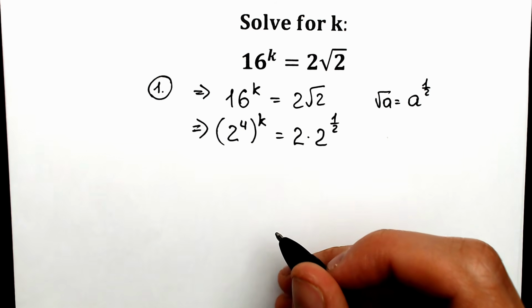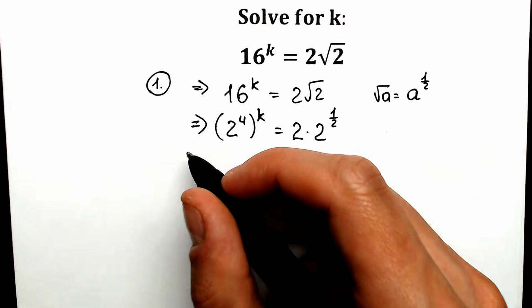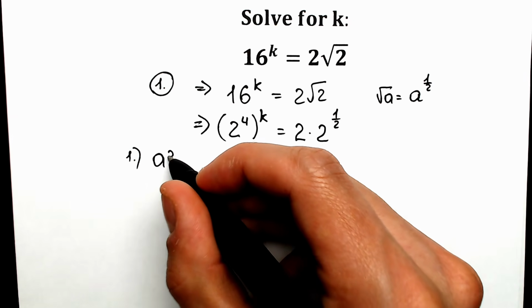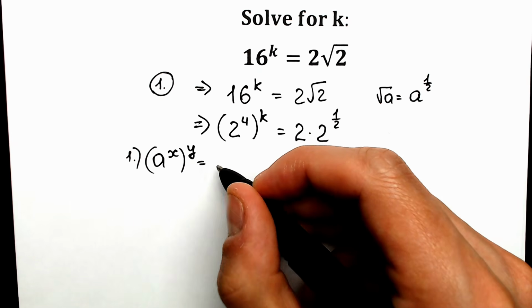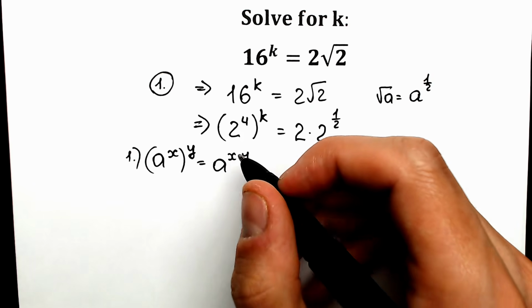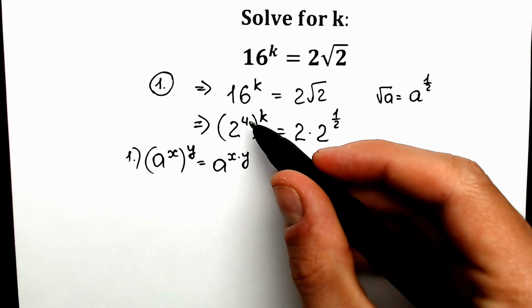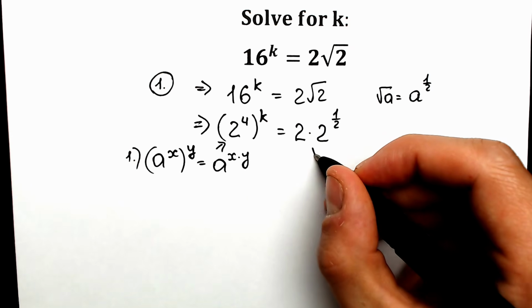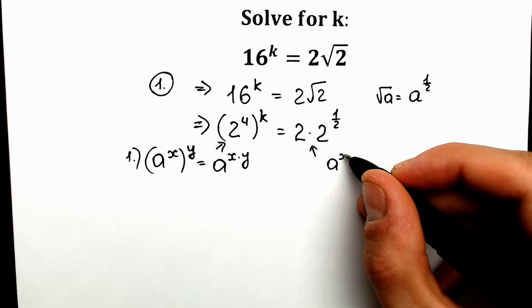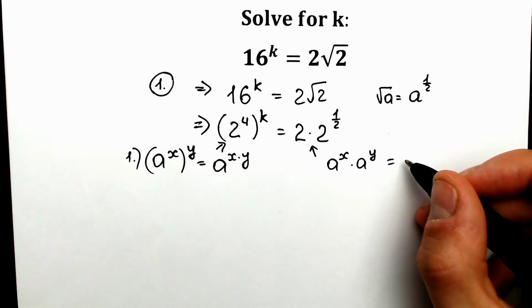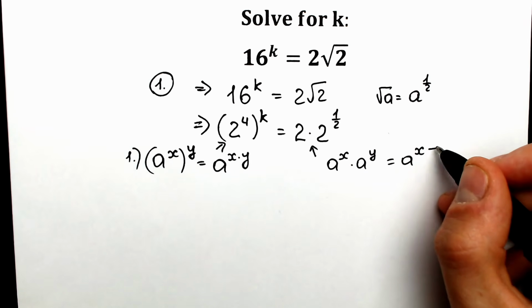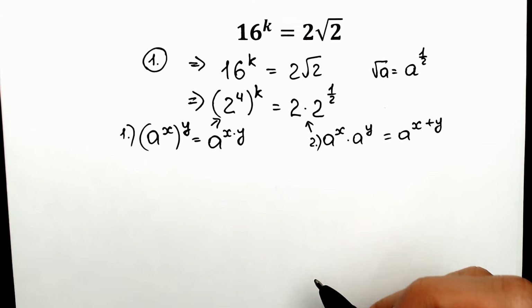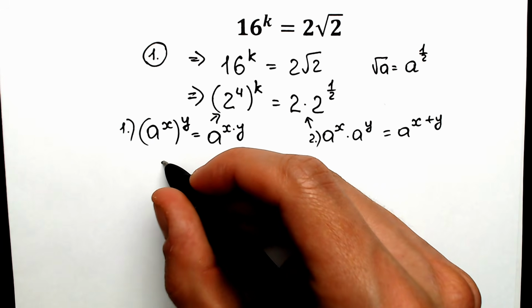Right now we need to remember, we need to learn about properties. So the first property looks like that. When we have a to the power x raised to the power y, we can write it as a to the power x times y. So this expression right here we can write as 2 to the power 4k. And on the right side we're going to apply another rule. When we have a to the power x and the same base with a different power, we can write it as a to the power x plus y. So right now let's apply these two extremely important, and I would say the most popular properties.